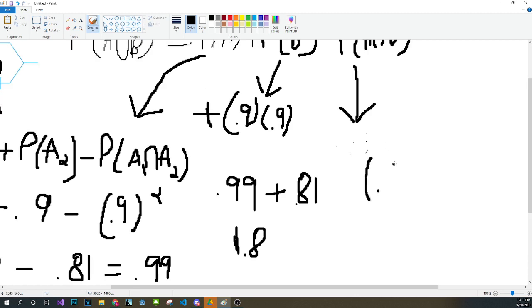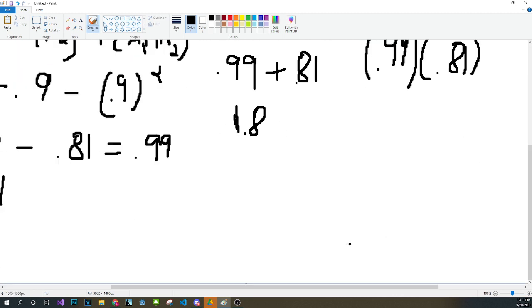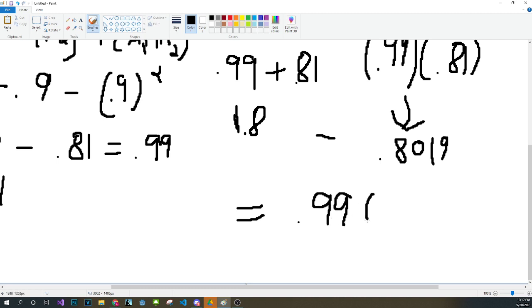0.99 times 0.81 is equal to 0.8019. And remember, it's subtracting. 1.8 minus 0.8019, and then you get that tall order of 0.9981.